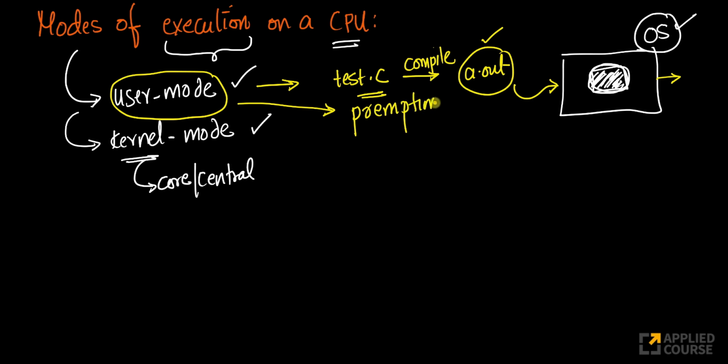In user mode, the operating system can come in and say, hey, I want to take control away from you. I want to preempt you, or I want to forcefully remove the control of this process or program from some resource like CPU or memory, whatever it is. So preemption is possible if you're operating in user mode.